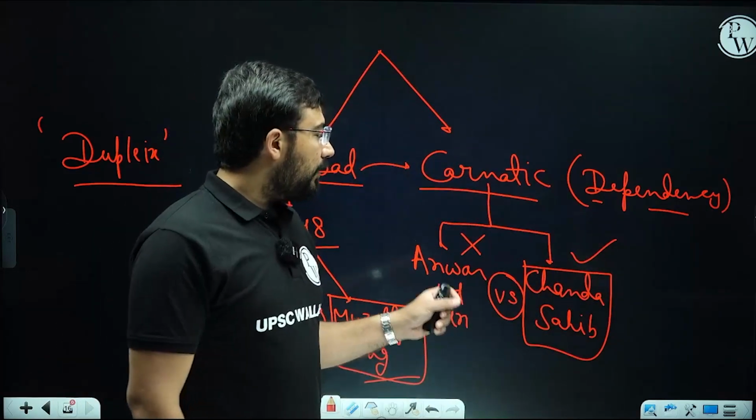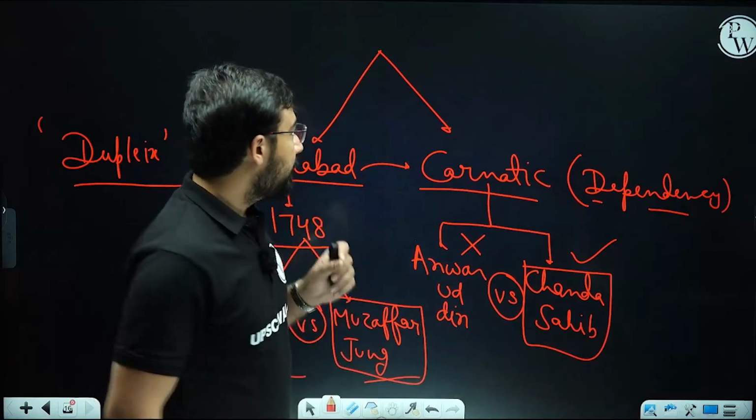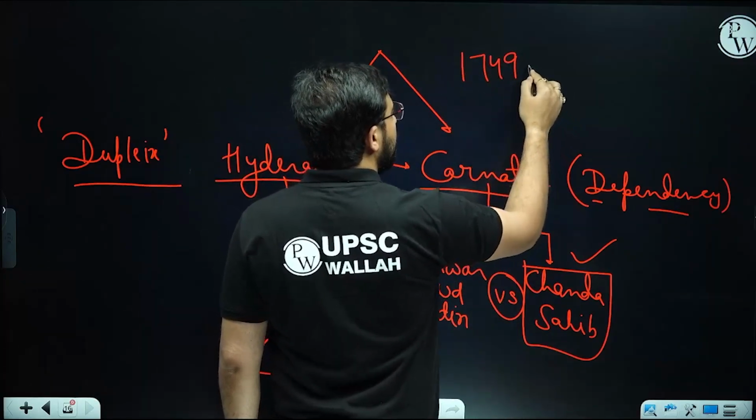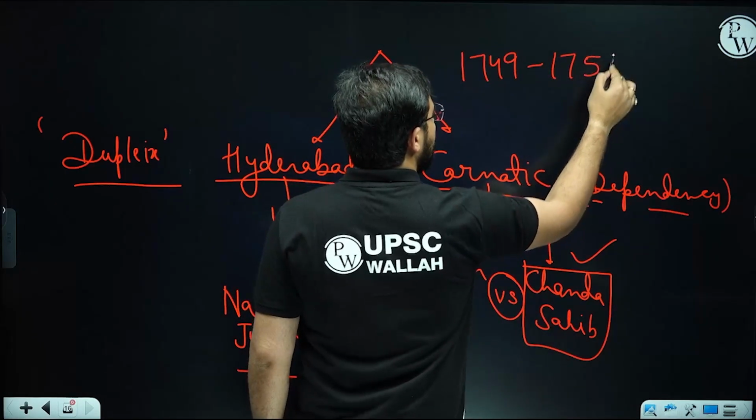This created the space for the rise of Chanda Sahib. Chanda Sahib now became the sovereign in the region of Carnatic. The Carnatic War, as we've discussed, was fought from 1749 to 1754. It also has two phases.